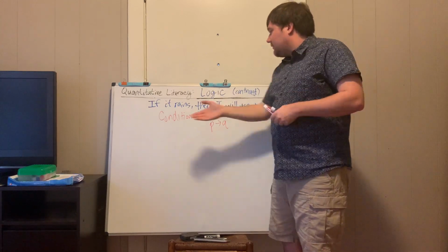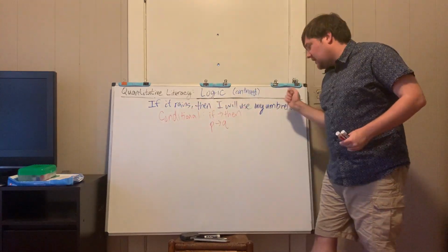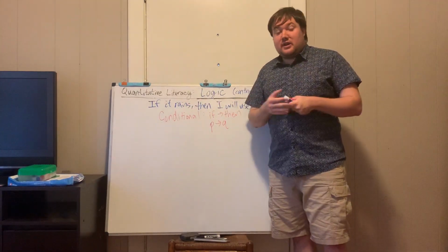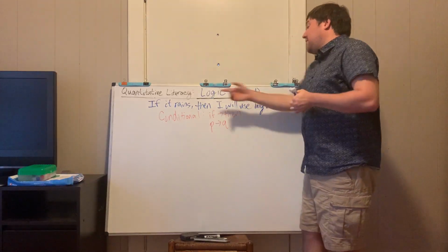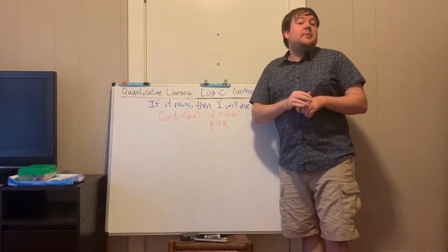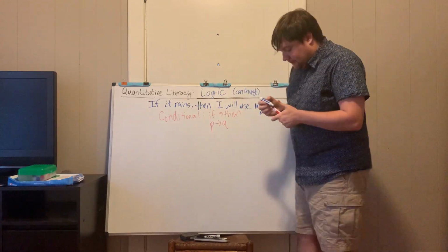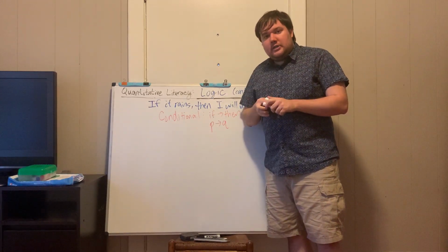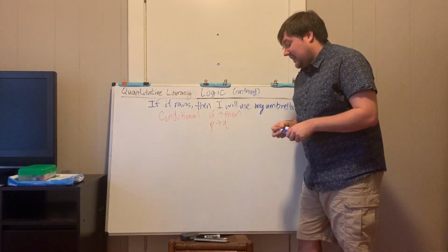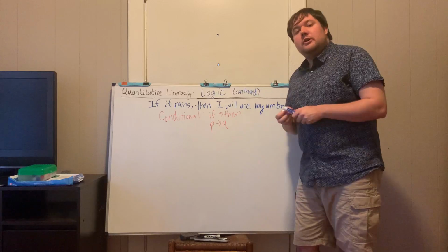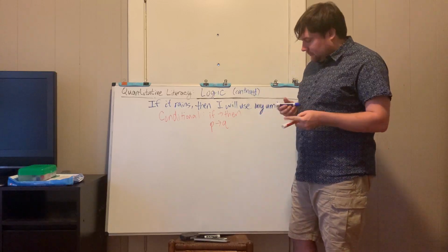So right up here, I've got, if it rains, then I will use my umbrella. A very safe statement to say. I don't want to get wet. So if it's going to be raining outside, I better use my umbrella. So we are going to manipulate this conditional statement again in different ways and just see what happens.